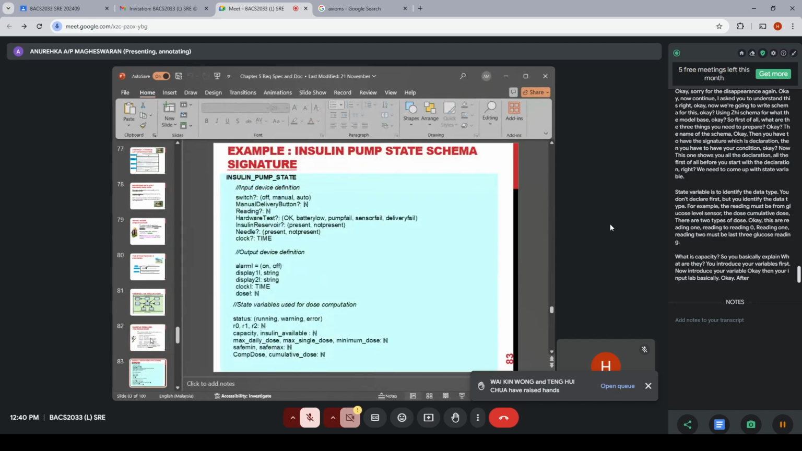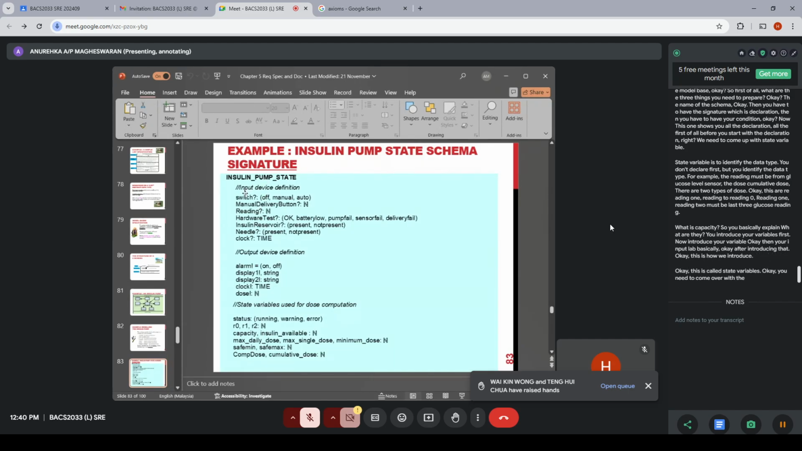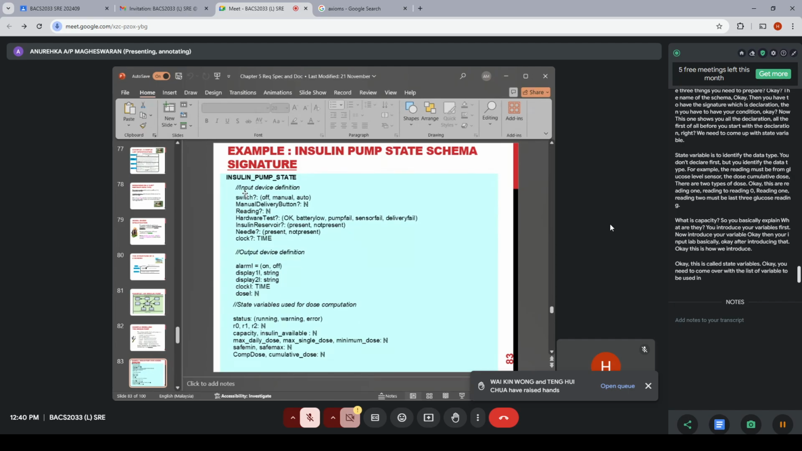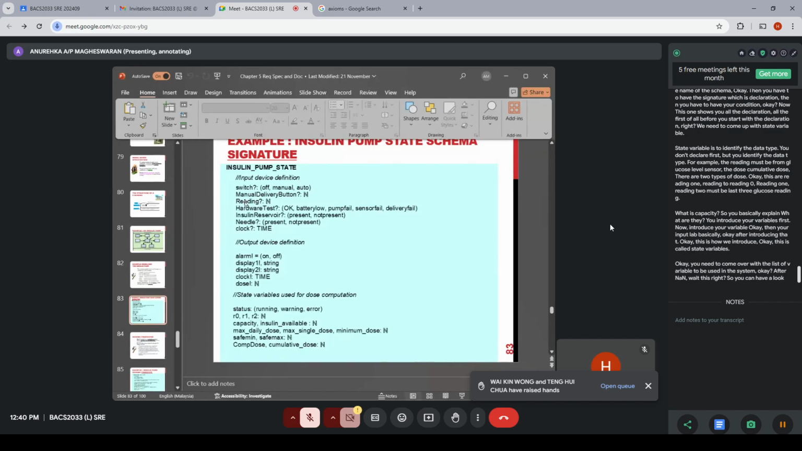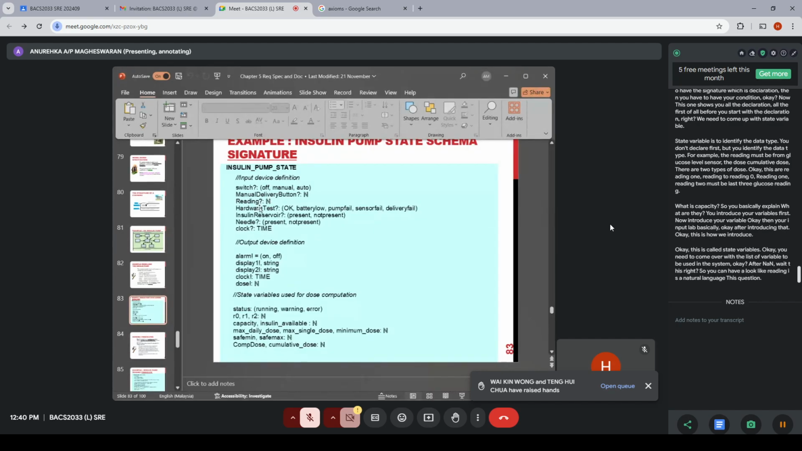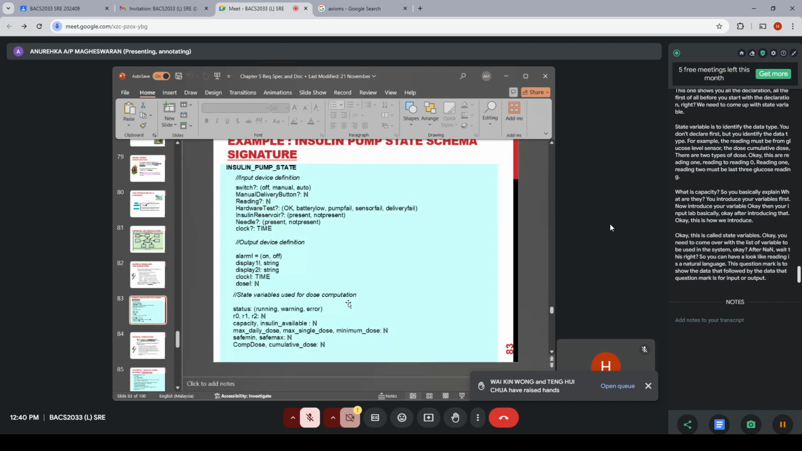After introducing that, this is how we introduce. This is called state variables. You need to come up with the list of variables to be used in the system. After done with this, you can have a look. Reading is a natural number. The question mark shows the data type, followed by the data type. The question mark is for input and the exclamation mark is for output.